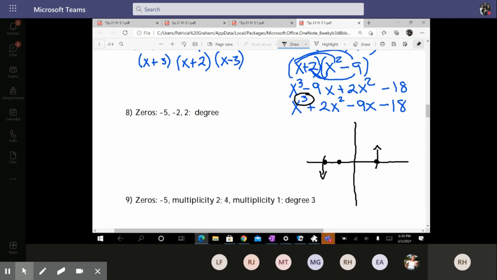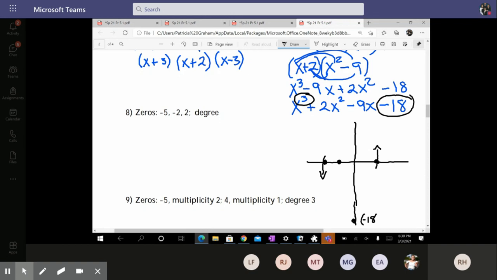All right, so I know the end behavior. There's another piece of information staring at me. These points are my x-intercepts. I know that my y-intercept is negative 18. Like I said, I'm just doing a real rough draft here.